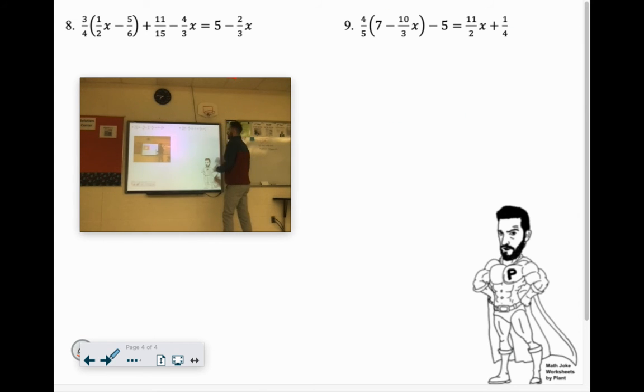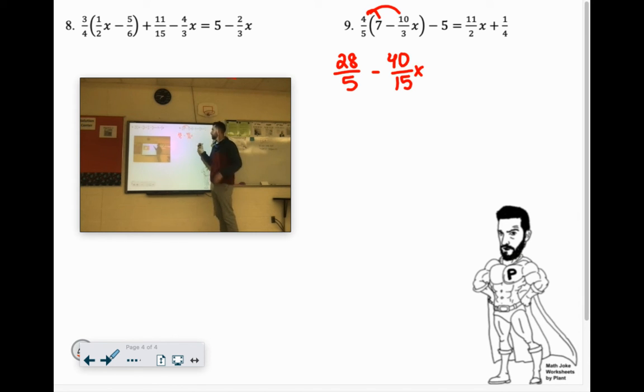All right, last one, number 9. Pretty tough one. We have 4/5 times 7. If you're multiplying a fraction by a whole number, you just multiply the whole number up top, because it's like 7 over 1. So 7 times 4 is 28. So this would be 28/5 minus 4/5 times negative 10/3. 4 times 10 is 40. 5 times 3 is 15. We can simplify that. They're both divisible by 5, but we'll see if we need to.